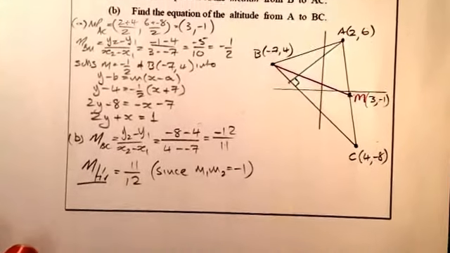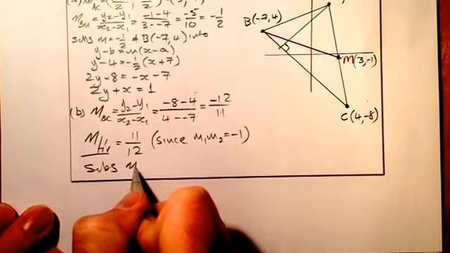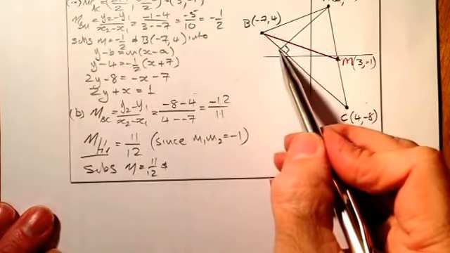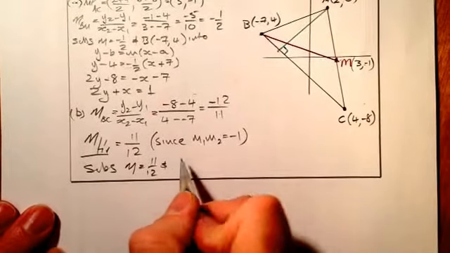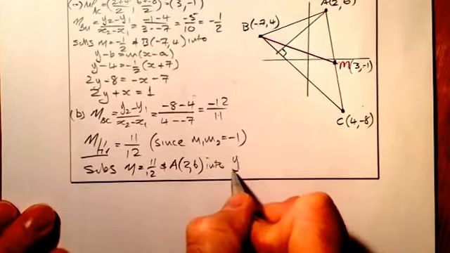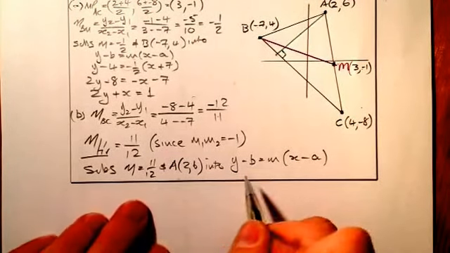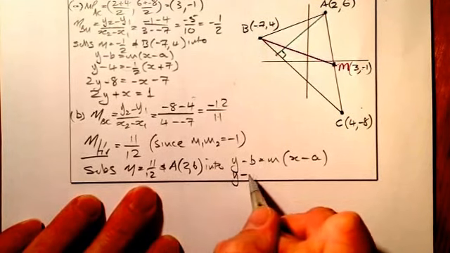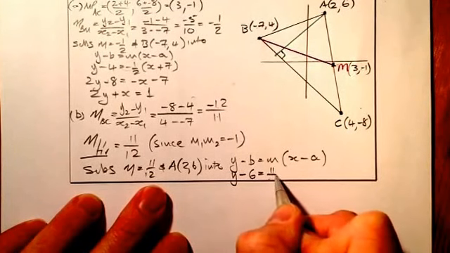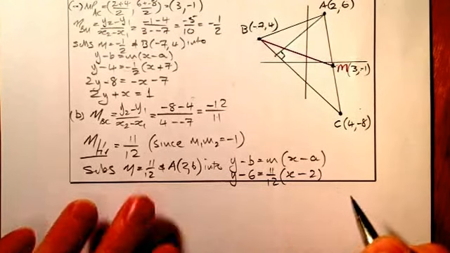Next, what I'm going to do is substitute the gradient that I've got now, 11 over 12, and the point that I have. The only point that I've got is 2, 6, which is the point A, and I'll put that into the general equation of a straight line. Right then, so let's put our values in. It's going to be y minus b, so b is going to be 6, and the gradient is 11 over 12, a strange gradient, and minus the 2 that's there.